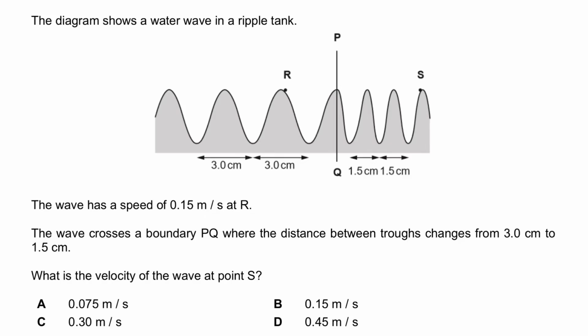This question is on waves, and you're given a water wave in a ripple tank, and the wave is moving to the right. Since they say that the distance between the troughs changes from 3 to 1.5, we can assume it goes to the right. But even if you treat it as going to the left, it doesn't matter. The way to solve this is the same.